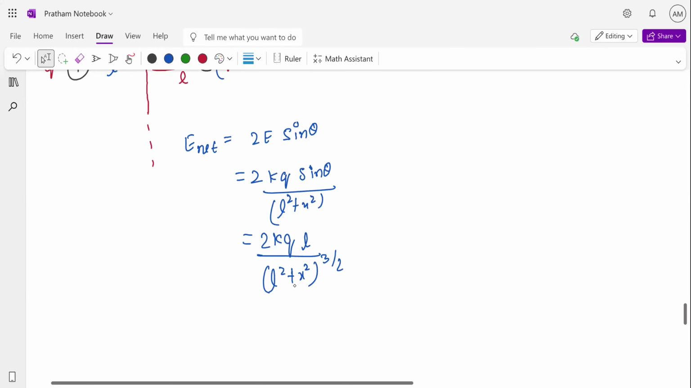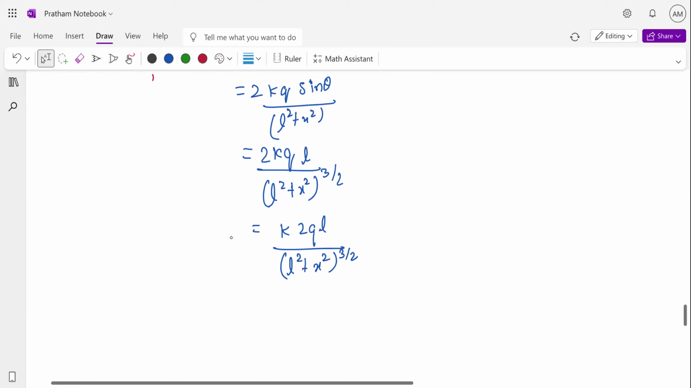Understood? Okay, if you see, I can rearrange it and I will get k 2qL divided by L square plus x square to the power 3 by 2. And if I have to write this in the vector form, let's not make it vector right now. E equals 2p divided by L square plus x square to the power 3 by 2. Make sense? It should not be 2, it should be k. Clear?